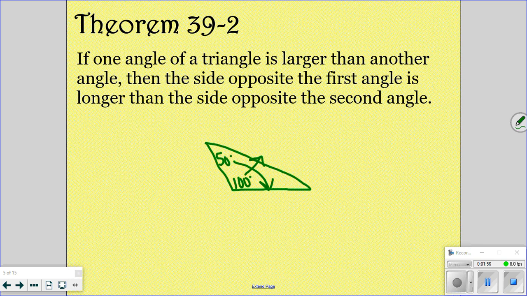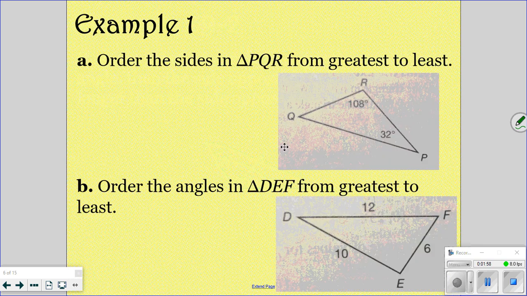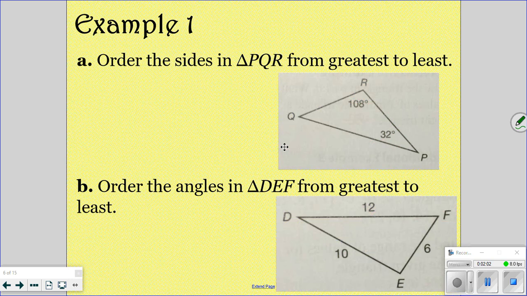Okay? So we want to order the sides in PQR from greatest to least. So the first thing you need to do is find this third angle. So we know all three of them add up to 180. So if you do 180 minus 108 minus 32, you're going to get 40 degrees. So the largest angle is 108. So that means that the largest side is going to be PQ.